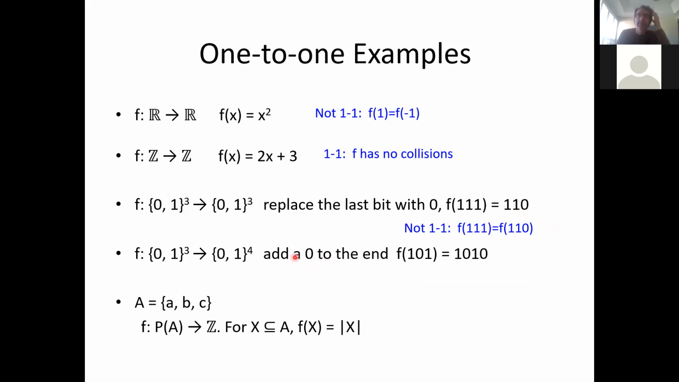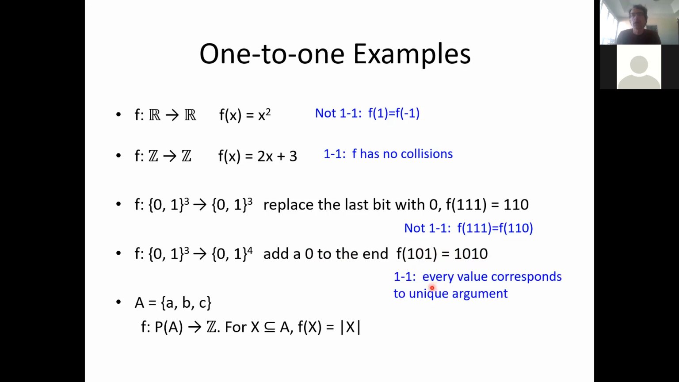What about this function again on bits? The inputs are length 3 bit strings, the outputs are length 4 bit strings, and what the function does is it takes its input bit string and adds a 0 to it. So for example, if the input is 101, the output is 1010. Does it have collisions?